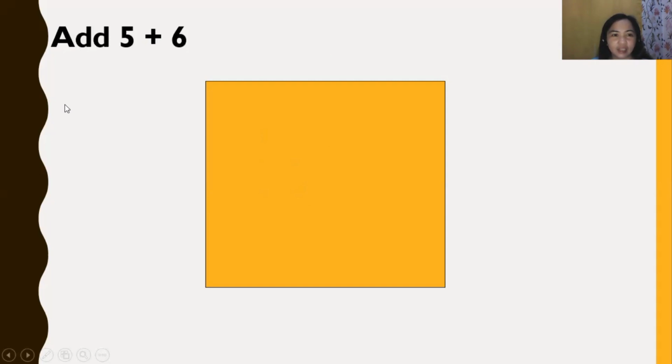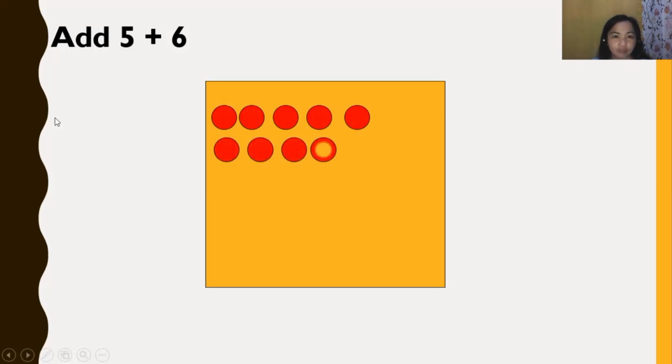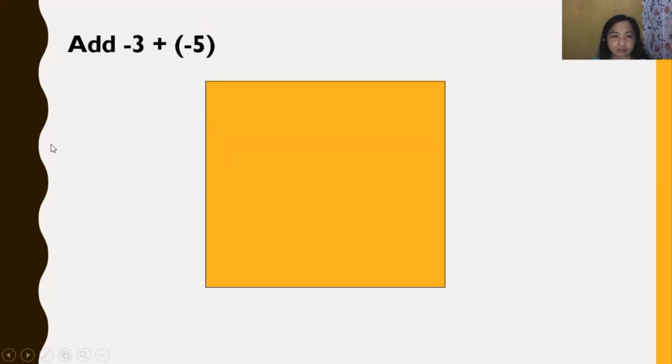Let's have another. We have positive 5 plus 6. Alam naman natin na 5 plus 6 ay 11. But let's represent using counters. Positive 5 represents 5 red. 1, 2, 3, 4, 5. And positive 6 represents 6 red circles. 1, 2, 3, 4, 5, 6. So, bilangin natin lahat. In all, there are 11 red counters. That means positive 11.